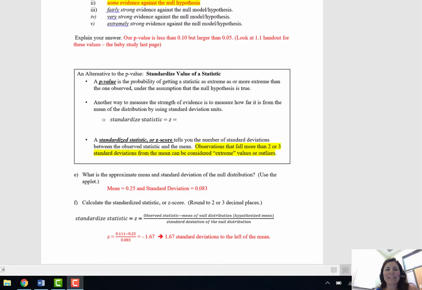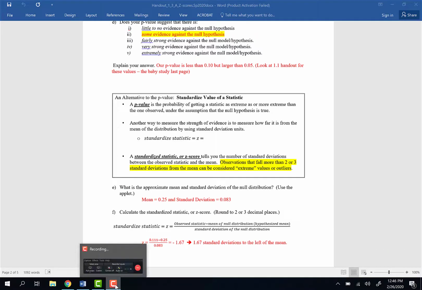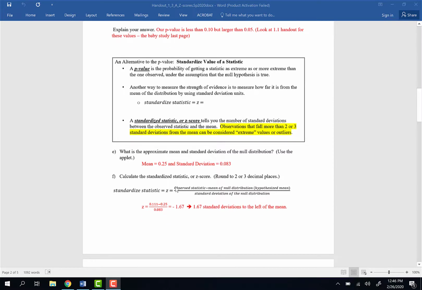Hi all, in this video I wanted to talk to you about the standardized statistic from section 1.3, how to find the z-score. The standardized statistic or z-score is given by the formula: observed statistic minus the mean of the null distribution, divided by the standard deviation of the null distribution.